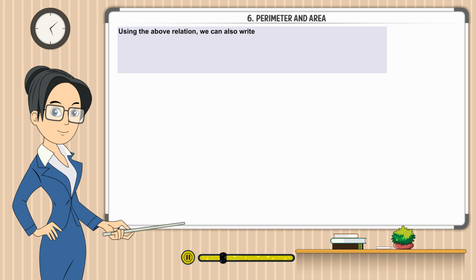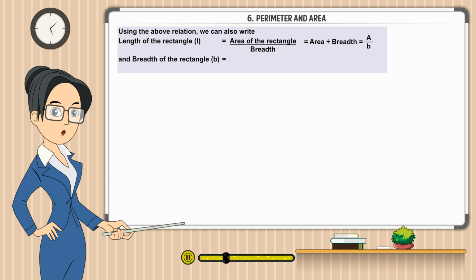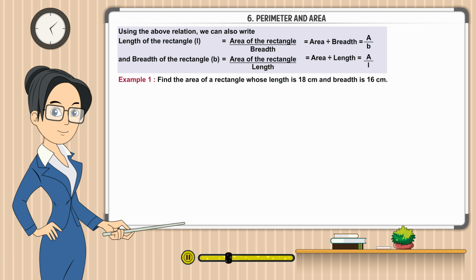Using the above relation, we can also write length of the rectangle L is equal to area of the rectangle upon breadth, that is, area divided by breadth, is equal to A upon B, and breadth of the rectangle B is equal to area of the rectangle upon length, that is, area divided by length, is equal to A upon L.